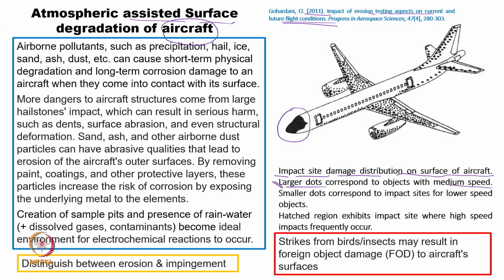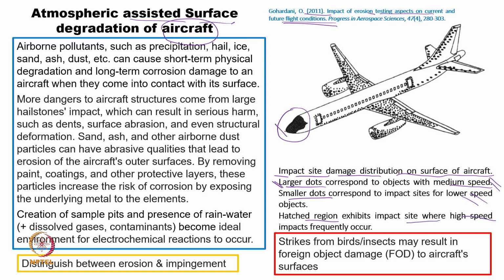So, we need to look at only the relative speed, we do not have to look at the absolute speed. Even if a bird is flying and then suddenly strikes an aircraft, the collision will occur and it will cause major damage, even though the bird may not have a lot of mass compared to the mass of the aircraft. So, the larger dot basically means medium speed, the smaller dot means a lower speed, and the hash region, as I mentioned over here, is giving high speed.